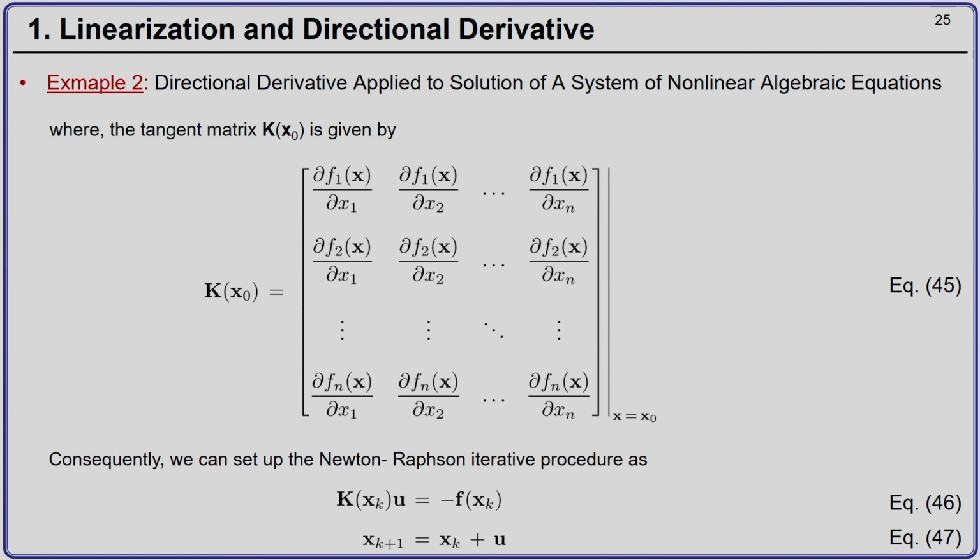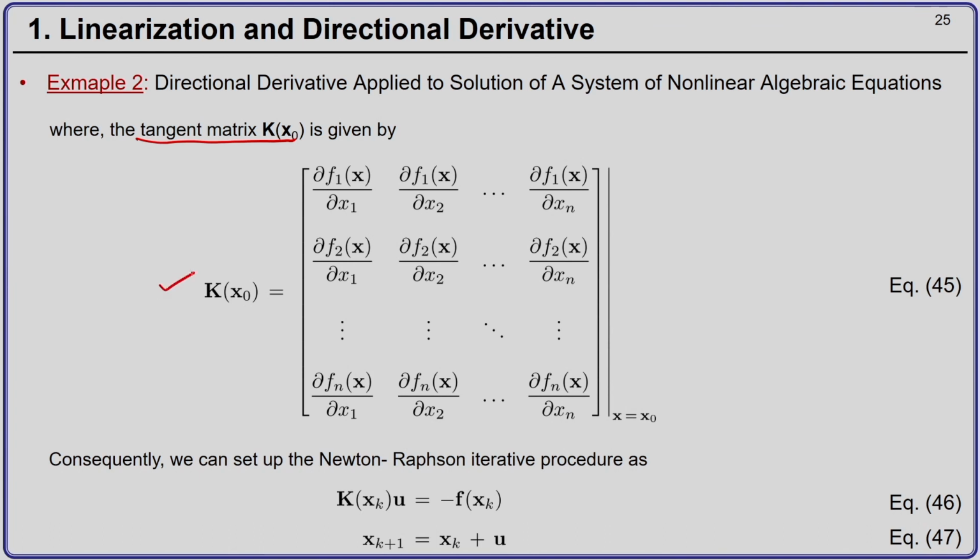Now, this matrix K is also called the tangent matrix. In traditional linear finite element, sometimes the term stiffness matrix is used, but in the context of nonlinear finite element or nonlinear algebraic equation, it is the term tangent matrix which is commonly used.